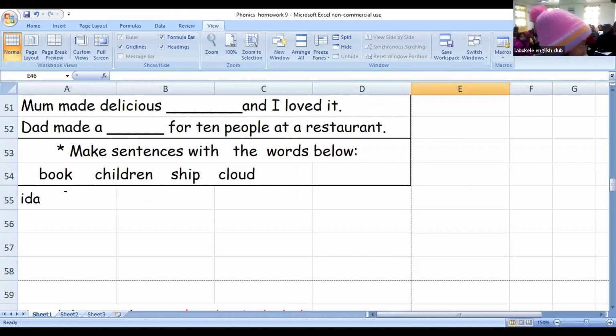I love to read books. Very good. Very good. And would you like to use the word cloud and make a sentence? No, ma'am. No? Okay. How old are you? I'm 8 years old. And what class are you in? In grade 3. Now, you know what is cloud? Maybe you can say the clouds were getting very dark before it rained. All right. You can make a sentence like that.